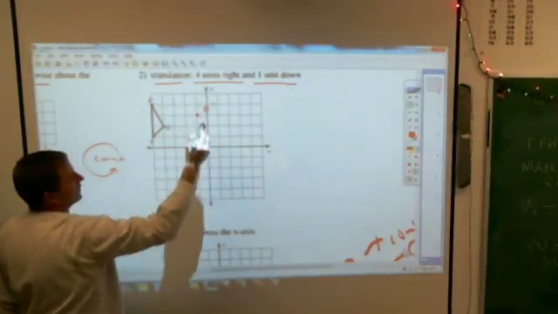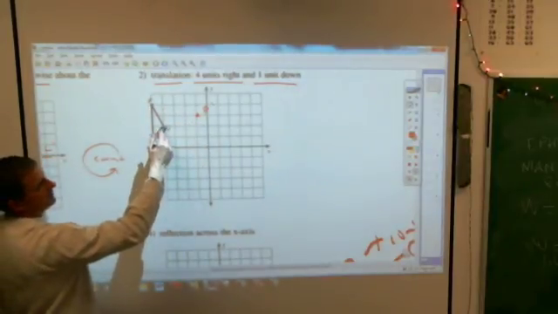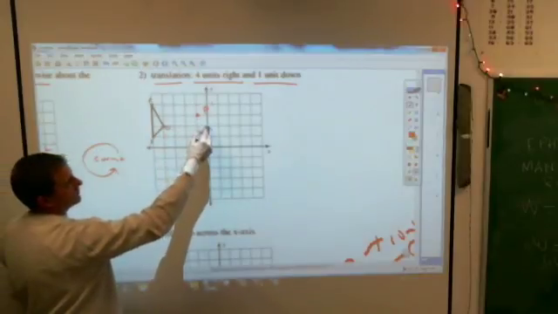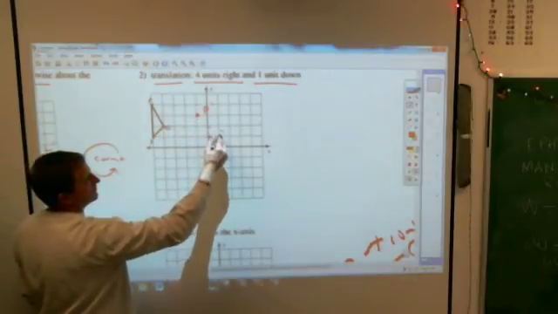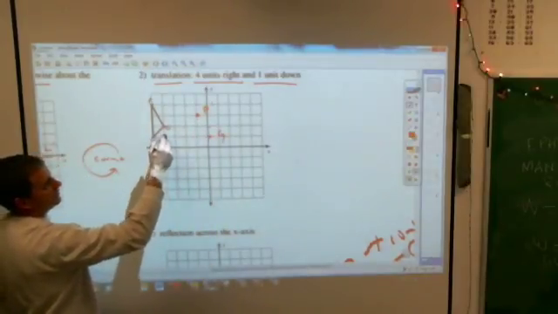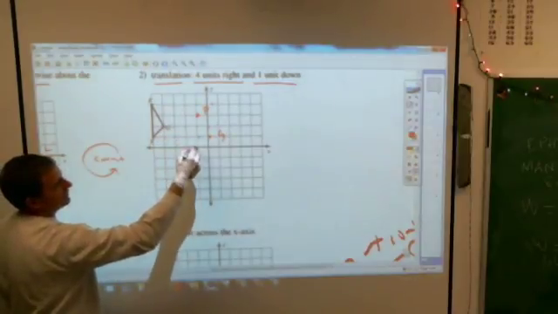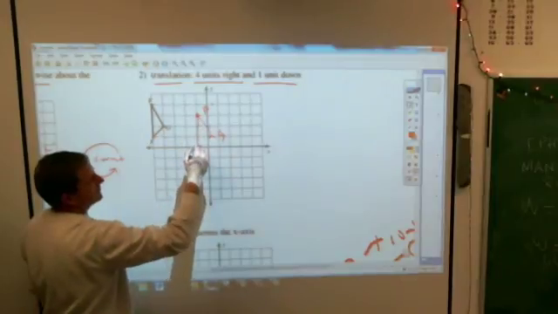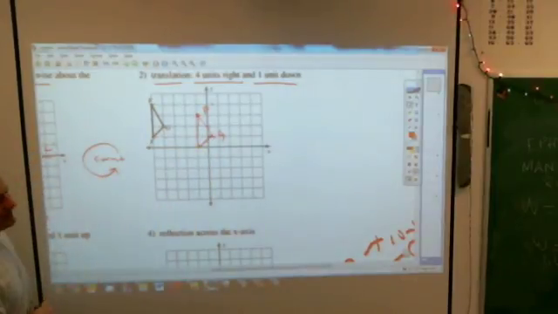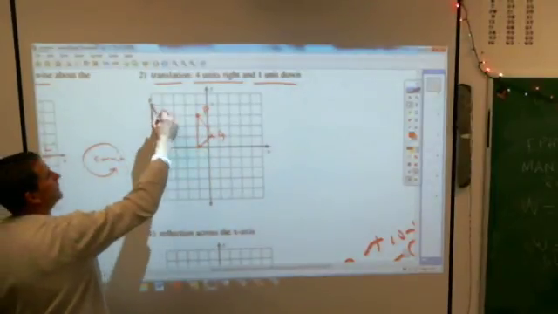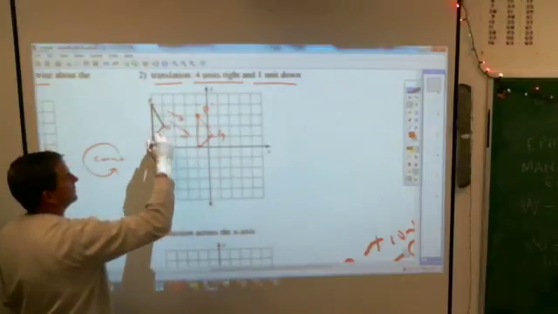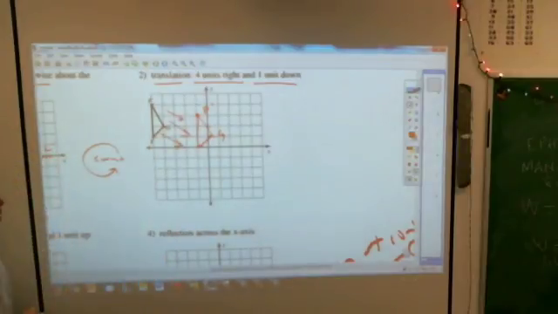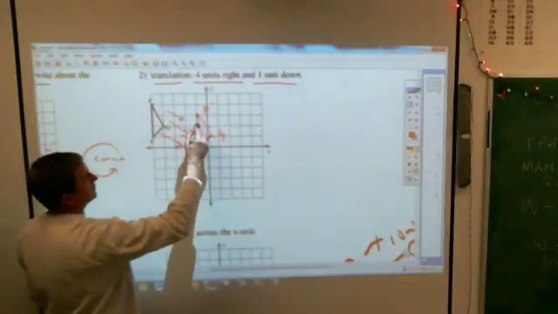as point F prime. Point G, 1, 2, 3, 4 units right, 1 unit down. Point Y, 1, 2, 3, 4 units right, 1 unit down. And then you have whatever shape it is that you have. Translations are by far the easiest thing. Reflections and rotations are much, did I say much? I'm sorry, I meant much more difficult.